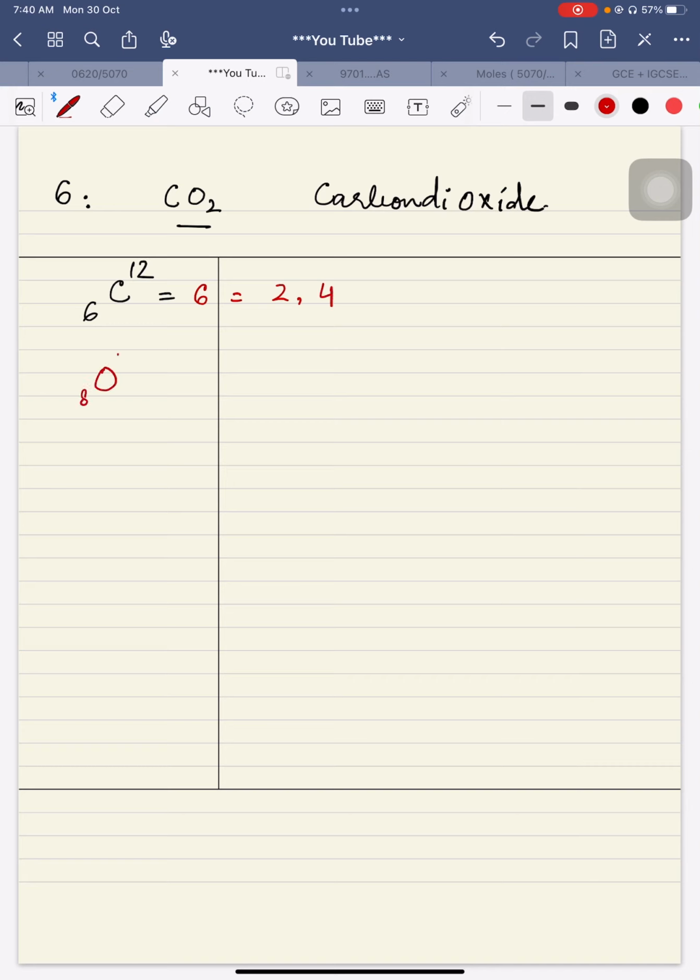Each oxygen has 8 electrons, and 16 is the mass number. So 8 is going to be written as 2 and 6. And what about the other oxygen? It is the same, 2 and 6.